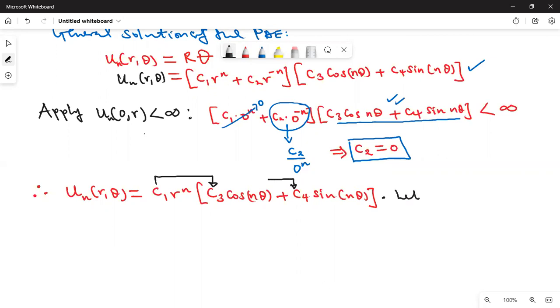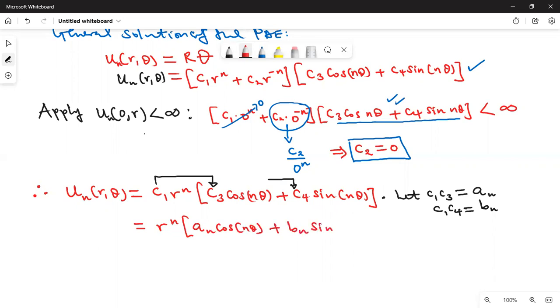So let C1 times C3 be equal to A sub n, and let C1 times C4 be equal to B subscript n. So that this can now be written as r raised to n, A subscript n cos n theta plus B subscript n sin n theta. That's what we have.